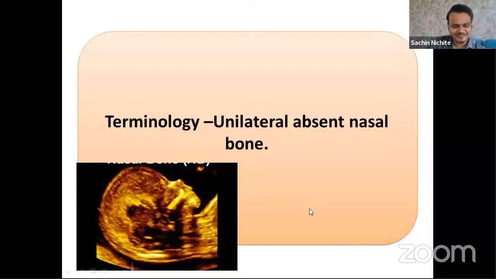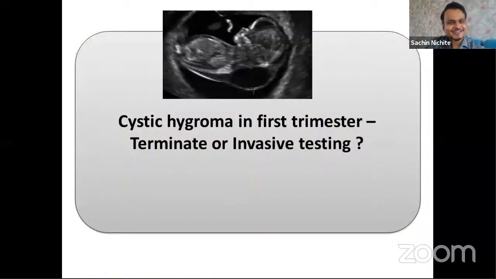Come to the last question. Since Pooja is back, it's cystic hygroma in first trimester. Directly terminate, or shall we go for invasive testing?